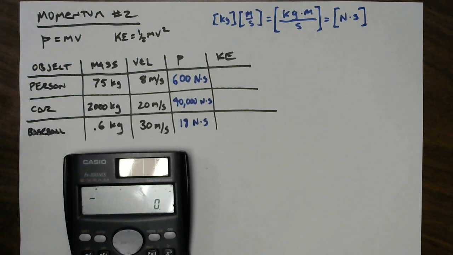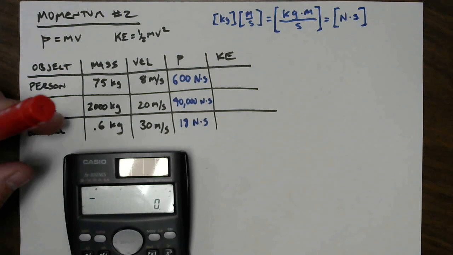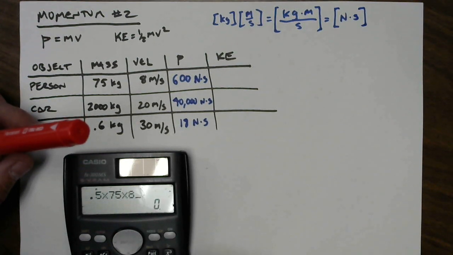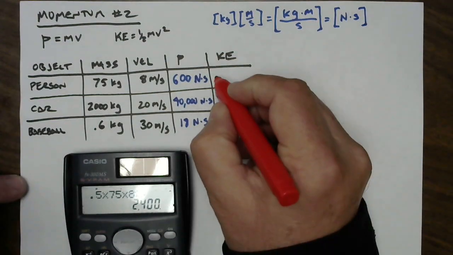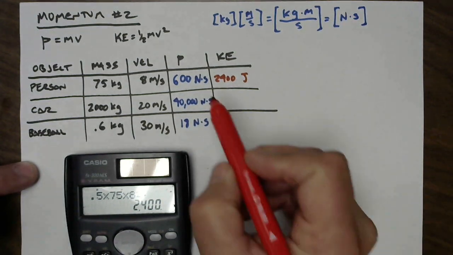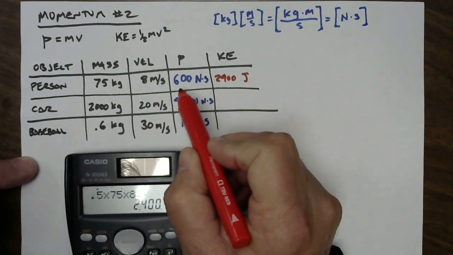All right, let's finish the job and let's find the kinetic energy of these things. So 0.5 times 75 times 8 squared. This is going to be 2,400 joules. Okay, so there's no reason to compare these two numbers because they're two totally different things.